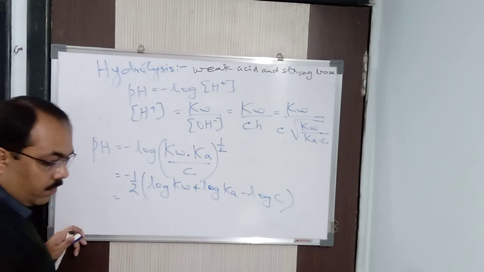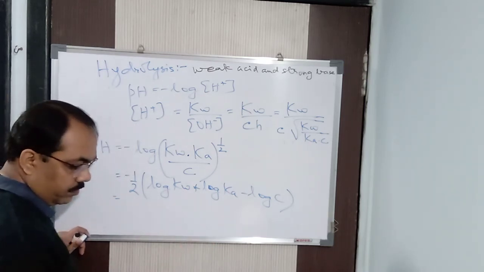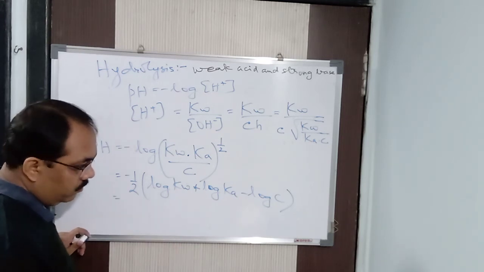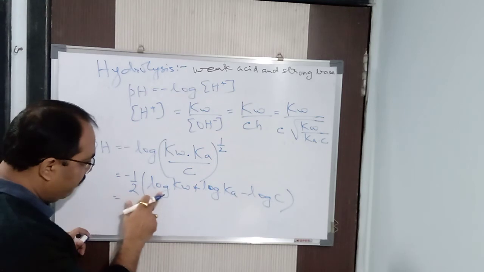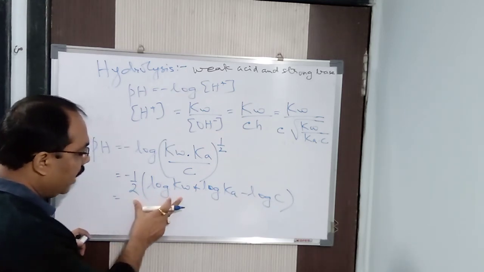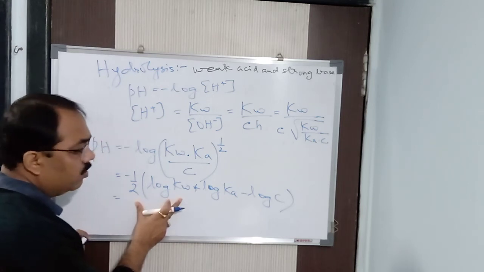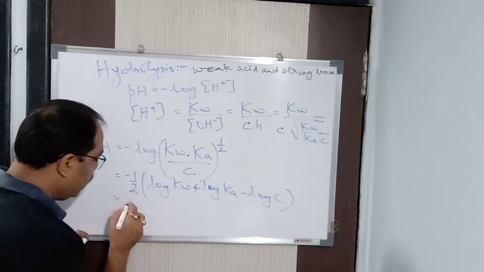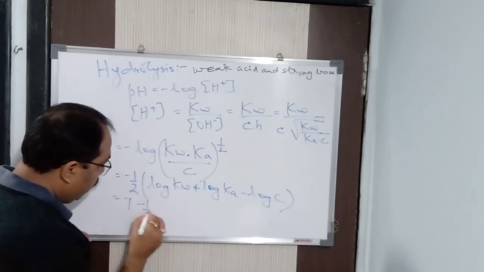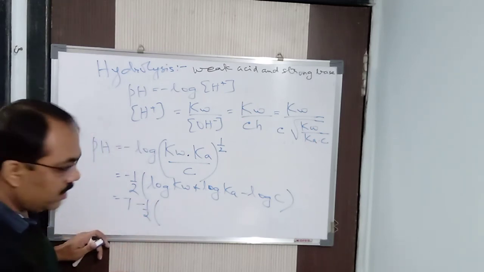So what is minus half log Kw? It is half pKw, since minus log Kw is pKw. What is the value of pKw? 14. 14 by 2 is how much? 7. Alright? So 7 minus half.